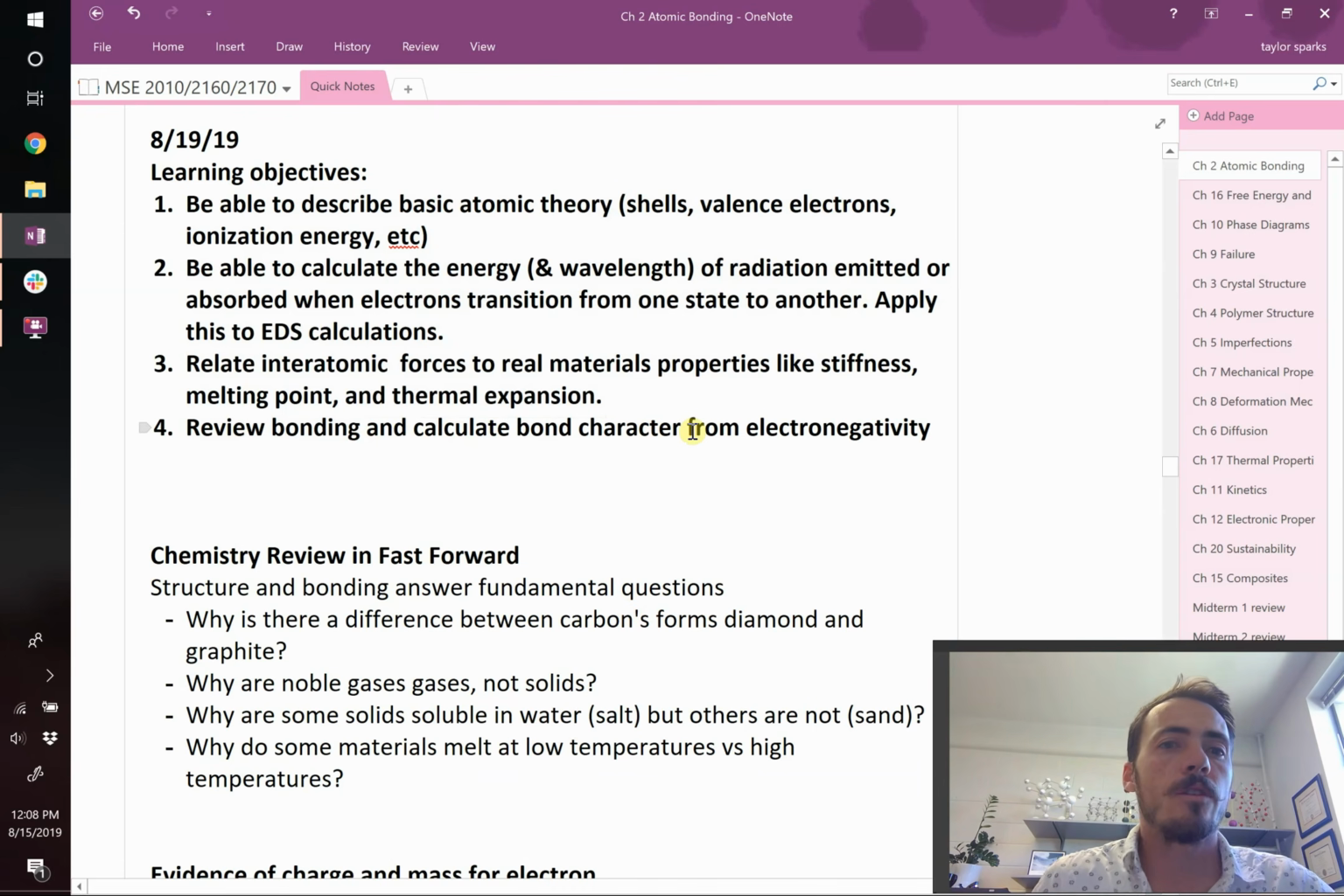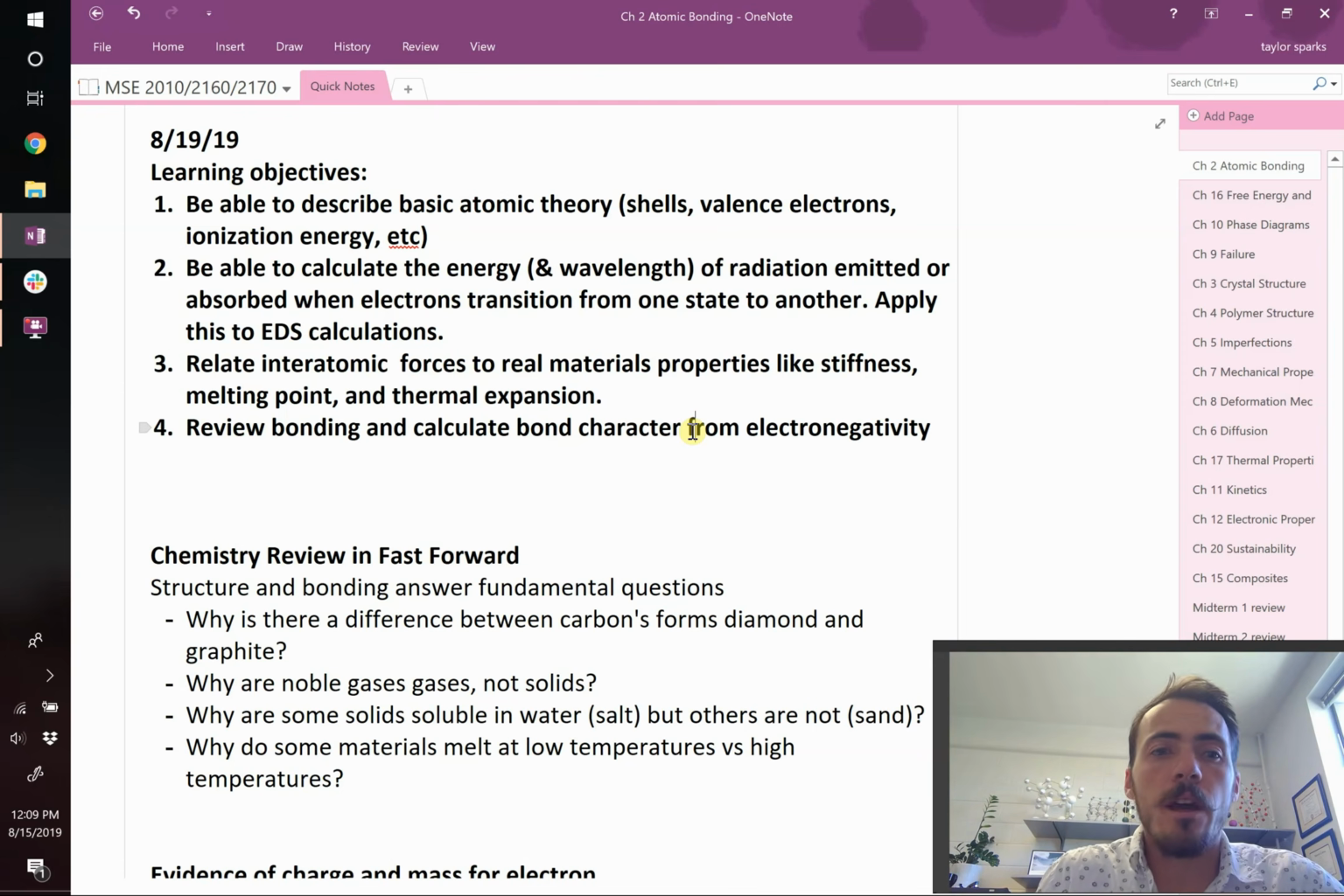Okay, so the learning objectives for what we're going to cover today: first, I'd like you to be able to describe basic atomic theory. We're going to talk about shells of electrons, valence electrons, ionization energies, things like that. Then, I want you to be able to calculate the energy and therefore the wavelength of radiation emitted or absorbed as electrons transition from different states to one another. We'll actually use this to describe something called EDS calculations.